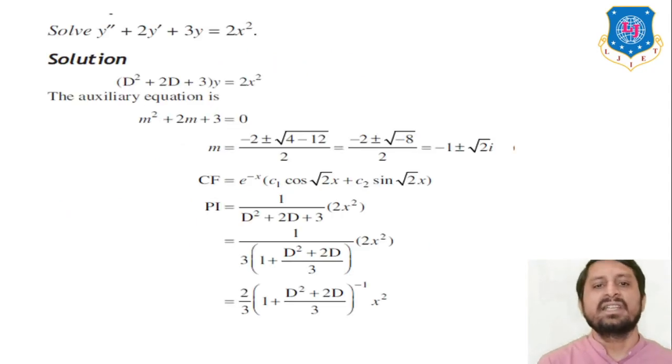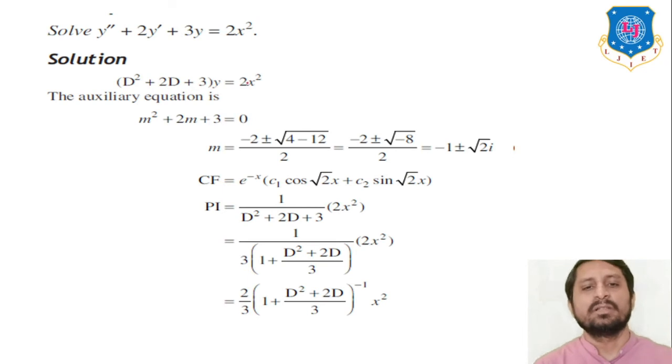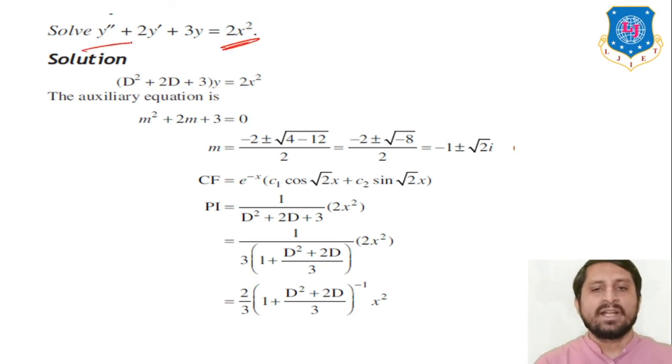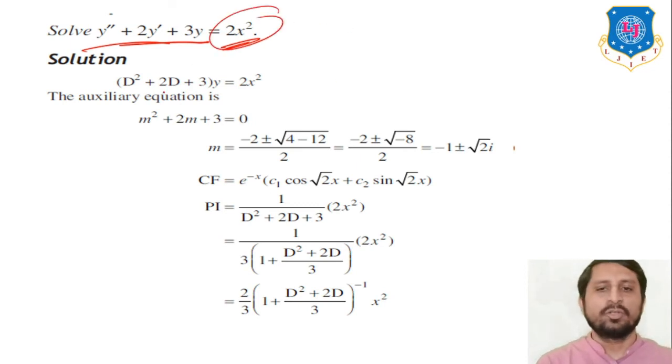Now let's take case 3. Discuss case 3, polynomial. y double dash plus 2y dash plus 3y is equal to 2x square. So for that, first of all, we find the complementary function, that is D square plus 2D plus 3.